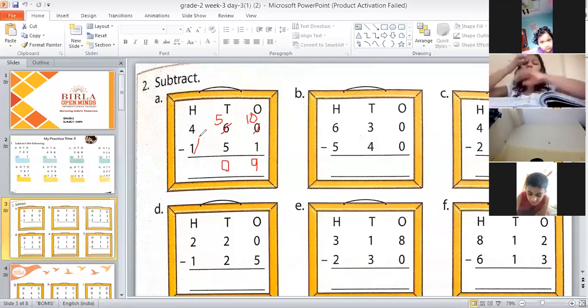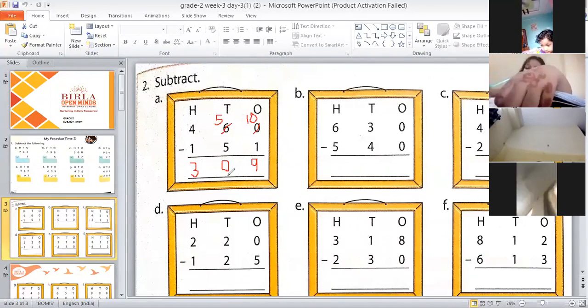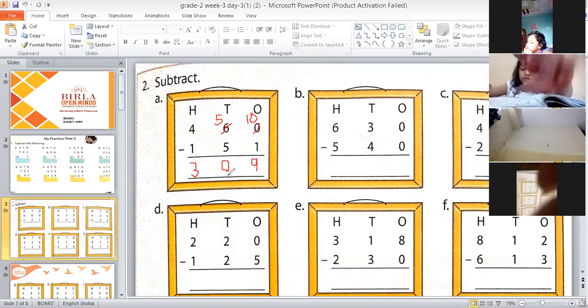And here, children, 4 minus 1 is 3. So here we will write 3. Answer is 309, children. So we will write here 309.